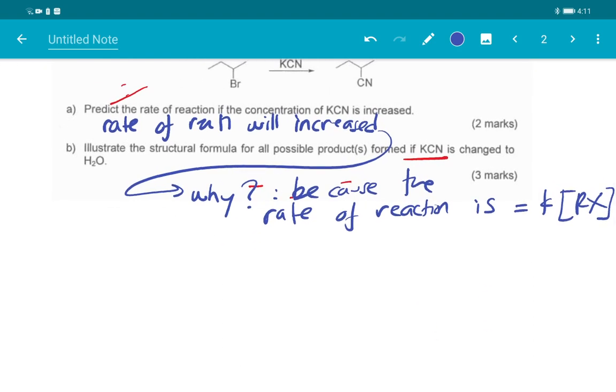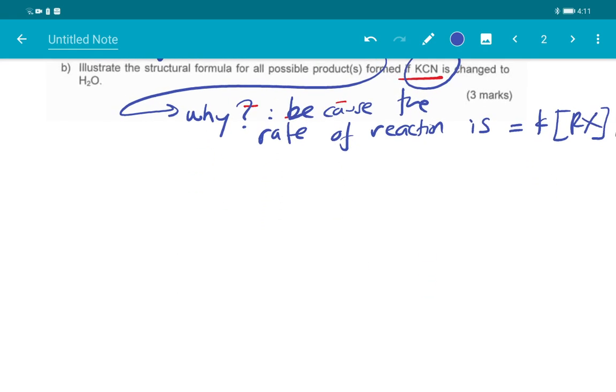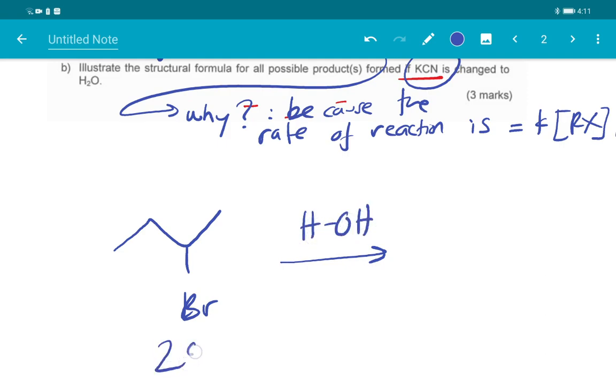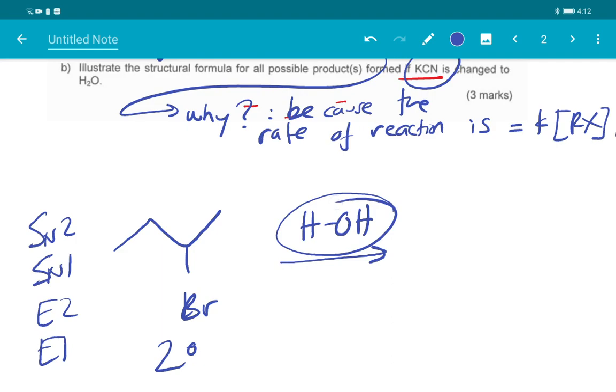Question number B: illustrate the structural formula for all possible products if KCN is changed into H2O. So let's say we draw back the structure of 2-bromobutane. For this round, we are going to react it with water. And clearly, this is a secondary which can undergo everything, which is SN2, SN1, E2, and also E1. However, when we take a look at water, which is considered weak, same as alcohol, we can totally eliminate the options of SN2 and E2, which leaves us with SN1 and E1.